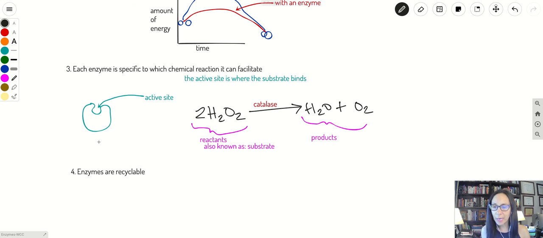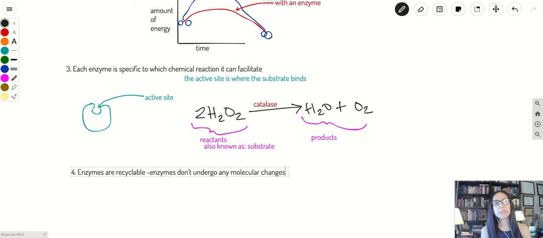And because of that, this enzyme can do more than one hydrogen peroxide in a row. It could just keep doing it over and over and over. So in that way, they're recyclable. So I'm just going to say that enzymes don't undergo any molecular changes.